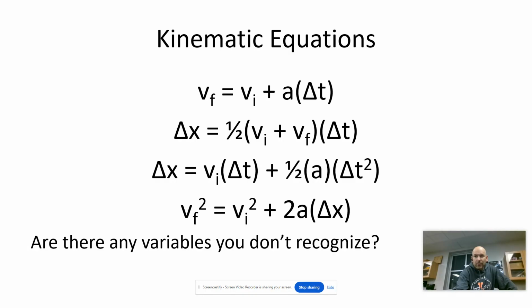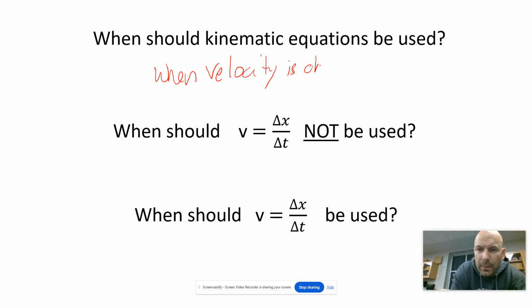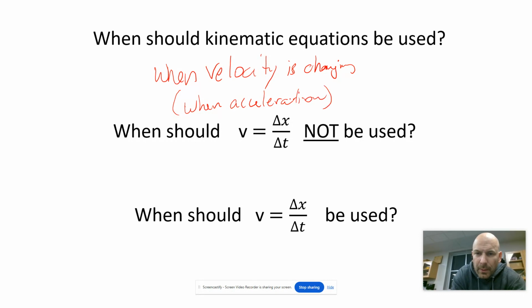So you had two equations in your toolbox. Velocity is equal to displacement over time, and then acceleration is equal to change in velocity over time. Now you've got these four. So kinematic equations, when should you use them? When velocity is changing. So if you are able to discern, oh yeah, velocity is changing, specifically when there's acceleration, you can use those.